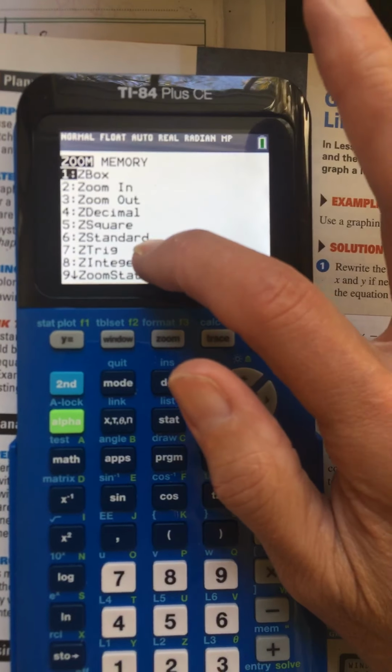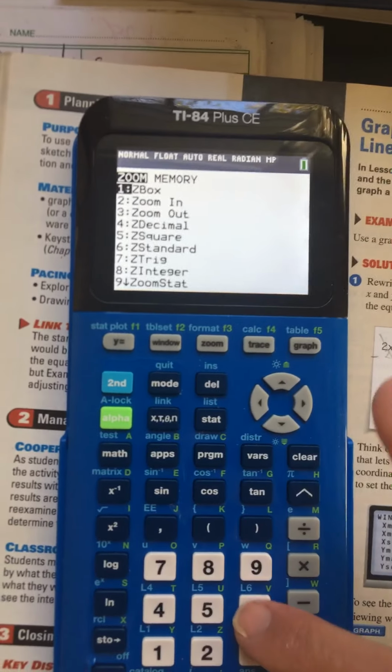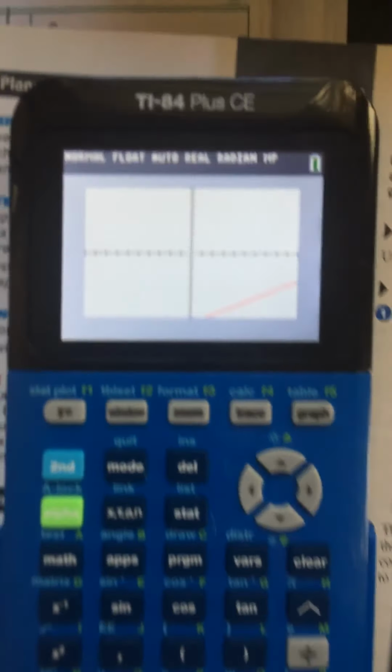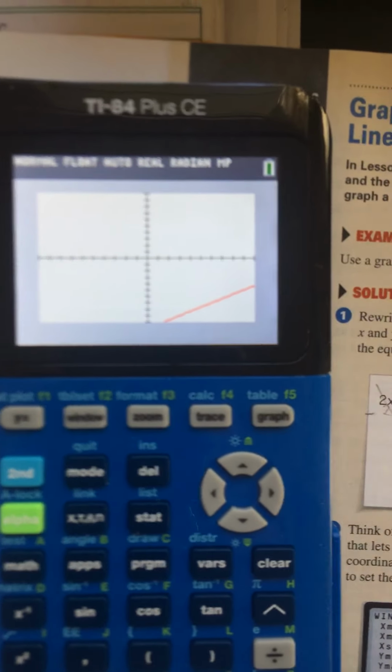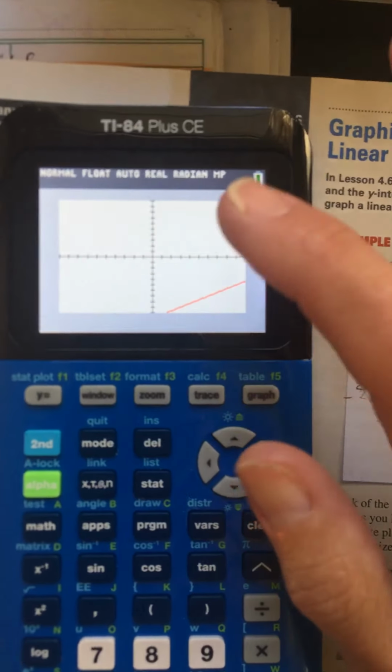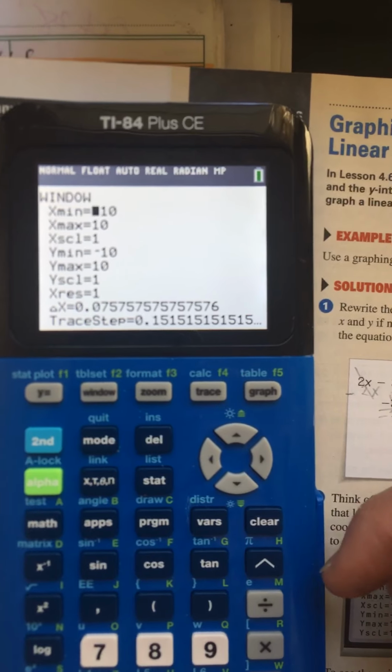And I like to try Zoom Standard first. So I'm going to go to number 6, and we're going to graph it and see if it wasn't a very good window. Zoom Standard wasn't very good. Do you see how mine was blue and then turned red? It's because I entered it in there twice. Okay, so now I can go mess with the window now that I know it wasn't good.